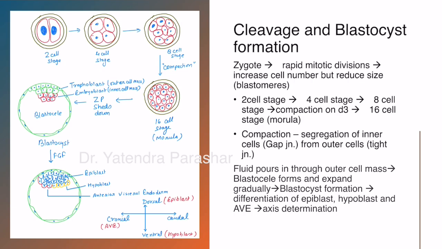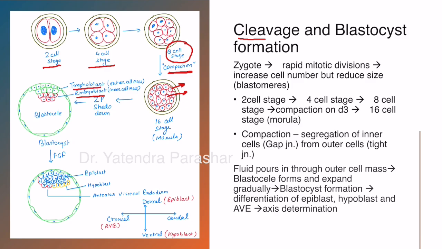Here in this diagram we can see how cleavage of the cells occurs. Initially the 2-cell stage, then the 4-cell stage, then the 8-cell stage forms, and then compaction occurs on day 3. This compaction is necessary for the development of the human embryo. It segregates the cells into two parts, the outer cell mass and the inner cell mass. The inner cell mass is known as the embryoblast and the outer cell mass is known as the trophoblast.